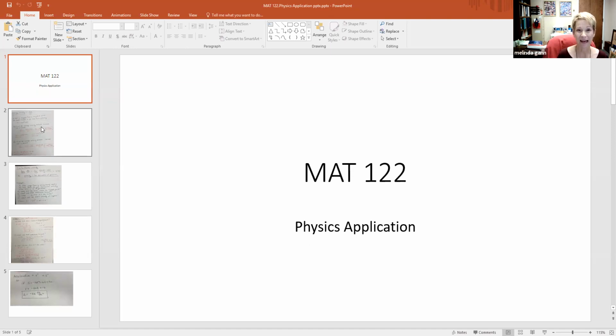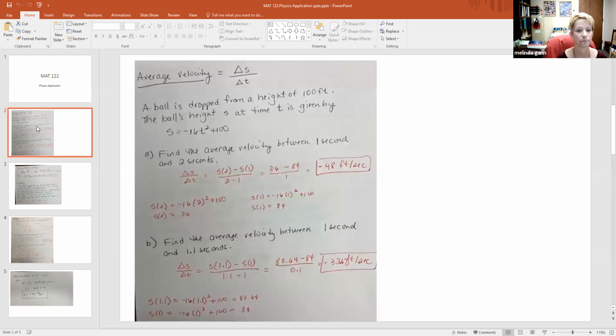But does that mean I'm going 70 miles an hour at every second that I'm on the trip? That's kind of my average velocity. My average speed was 70 miles an hour. So let's talk about average speed first, and then we're going to switch and talk about instantaneous speed or instantaneous velocity. Let me show you a similar problem.